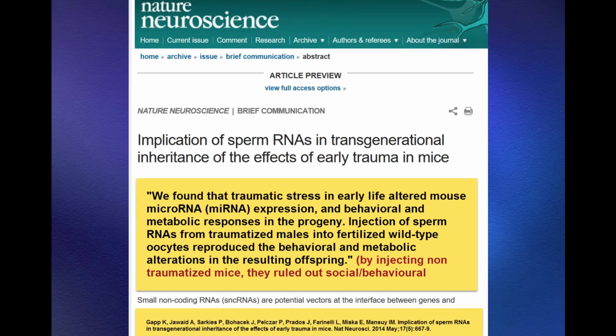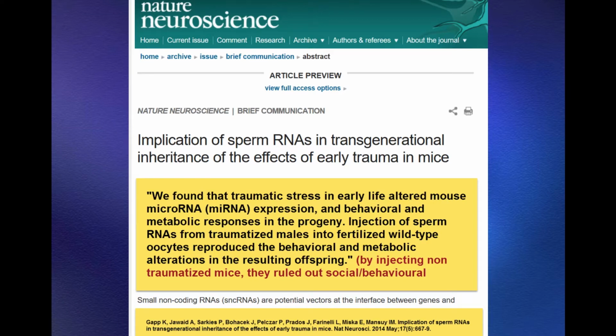The microRNA expression of the sperm of the male mice was different. That was the impact of the trauma. And then they took that, I call it traumatised sperm, and they injected it into healthy, non-traumatised eggs of healthy female mice, and the offspring had the same alterations resulting in the progeny. So that ruled out bad behavioural parenting.